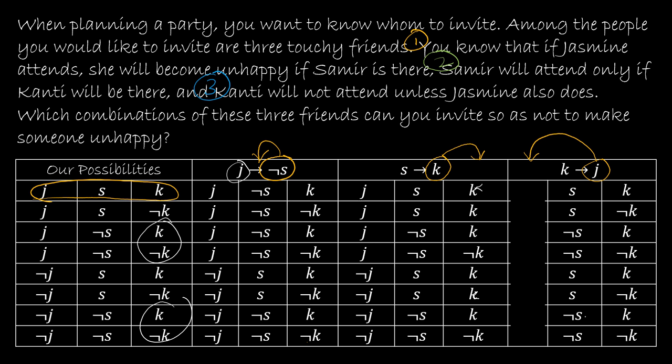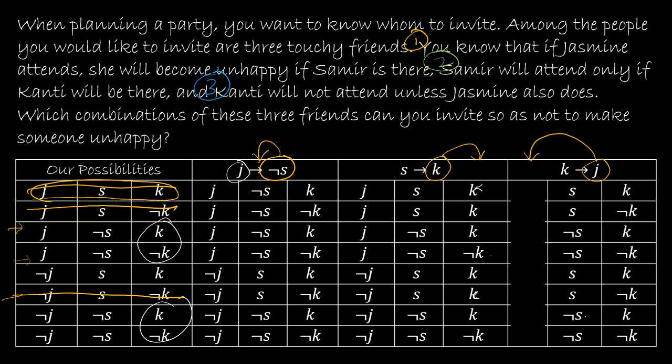And so now, again, I'm going to compare the original row, J, not S, K. And if I get something besides J, not S, K, then I'm going to cross it off. So J, not S, K, that matches up. J, not S, not K, that matches up. Not J, S, K, that matches. Not J, S, not K does not match. So this one's gone. Not J, not S, K, that one's okay. And not J, not S, not K, that one's all right. So now we're down to five possibilities.